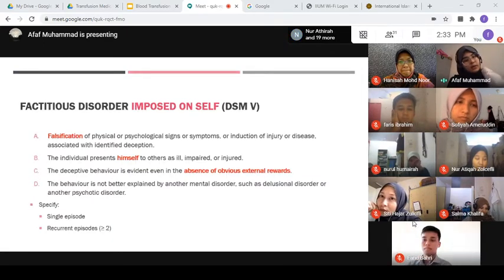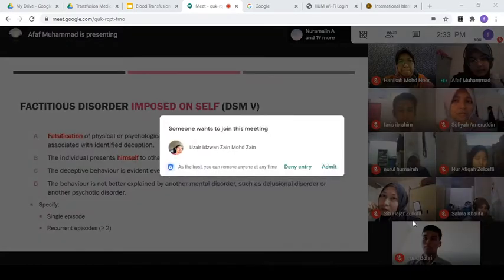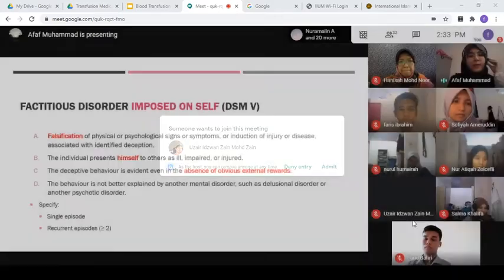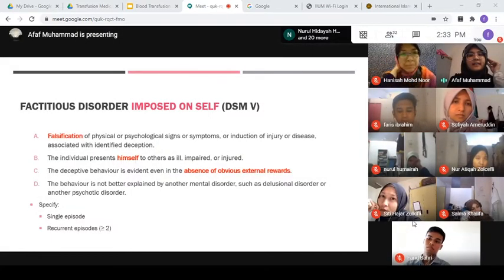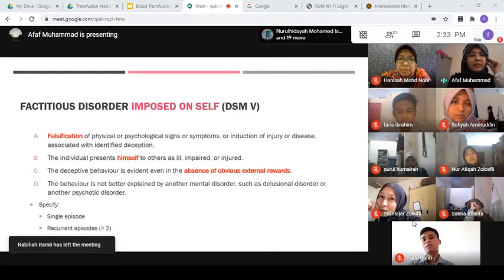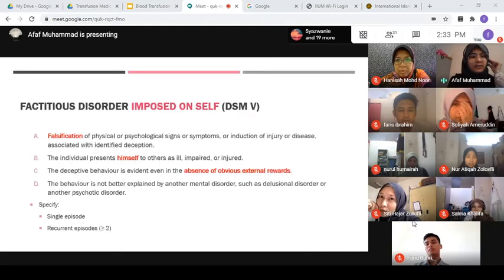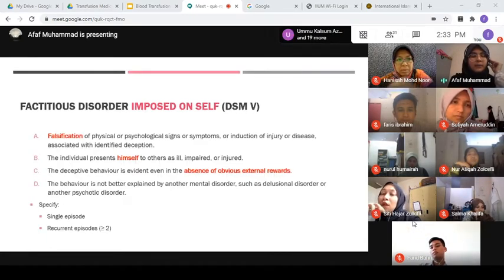So the patient will actually injure himself and present himself as ill, impaired, or injured. And usually, as I've already mentioned, there is absence of any obvious external rewards, which I think we'll discuss more under malingering after this. And of course, it cannot be explained by other medical or mental disorders, for example, a delusional disorder or other psychotic disorder. And we can specify further based on how many episodes the patient has, whether it's single or recurrent.